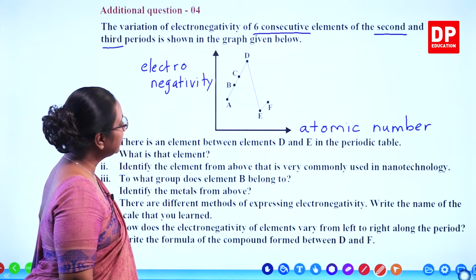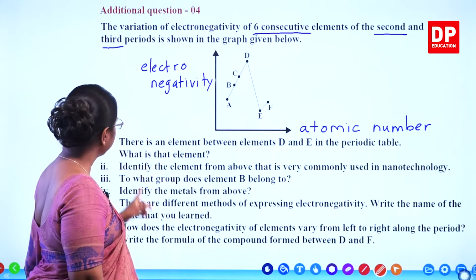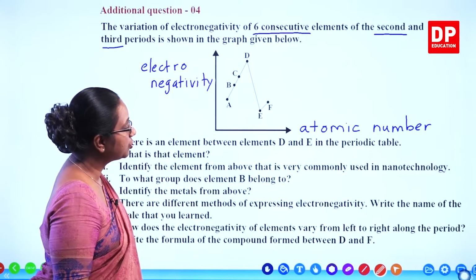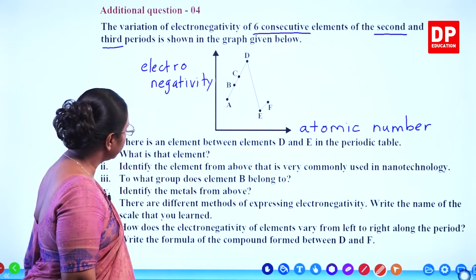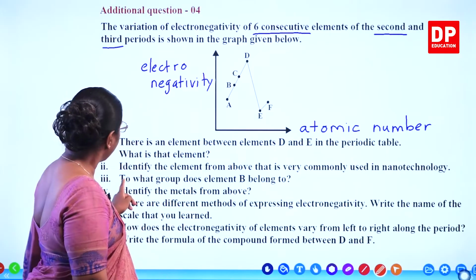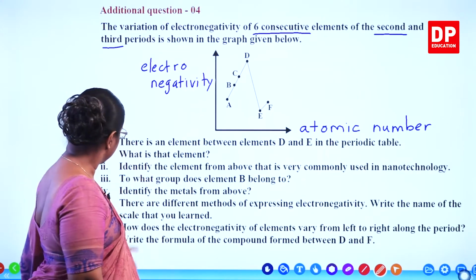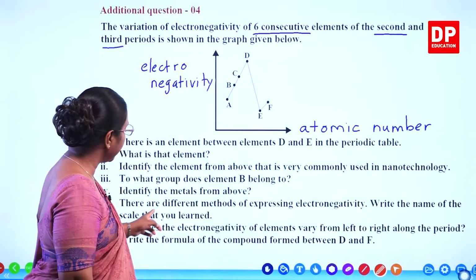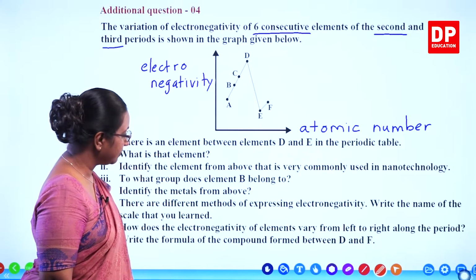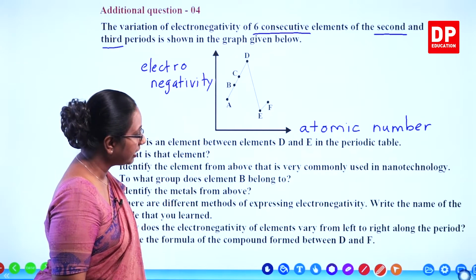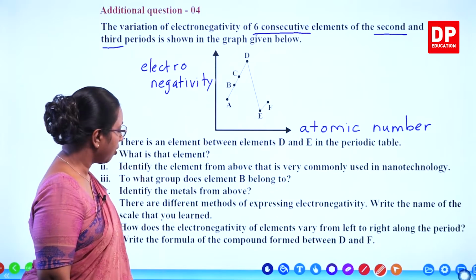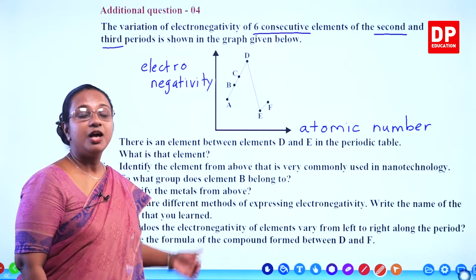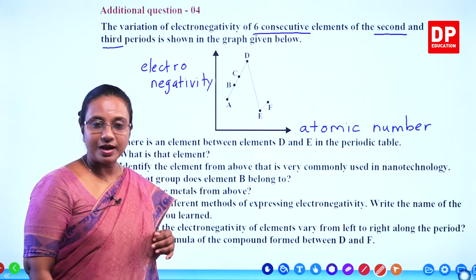The questions. There is an element between elements D and E in the periodic table. What is that element? Identify the element from above that is very commonly used in nanotechnology. To what group does element B belong? Identify the metals from above. There are different methods of expressing electronegativity. Write the name of the scale that you learn. How does the electronegativity of elements vary from left to right along the period? Write the formula of the compound formed between D and F. So these are the questions. You all answer the question first and then listen to my explanation.